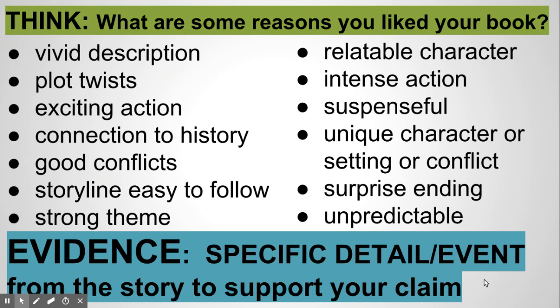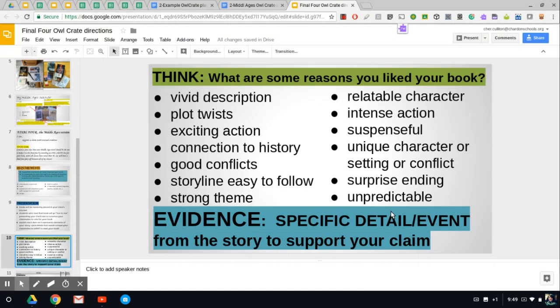You liked how it connected to history. It had a good conflict. That the storyline was easy to follow. It had a good, strong theme. It had some intense action. It was suspenseful. You really could relate to your character or that the character was unique. It had a unique setting or conflict that you weren't expecting, a surprise ending, something that was unpredictable. Pick 5 ideas from your story that you liked, because the ones that you like are going to make it a little bit easier for you to convince your audience that that's why they should vote for your book.